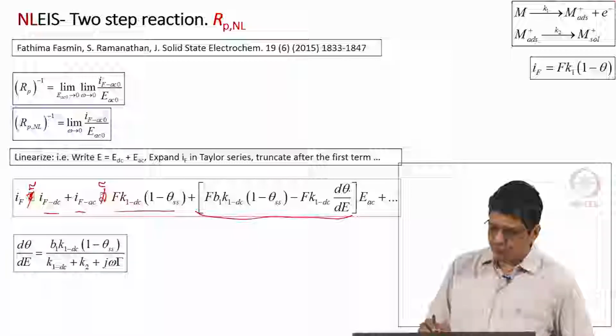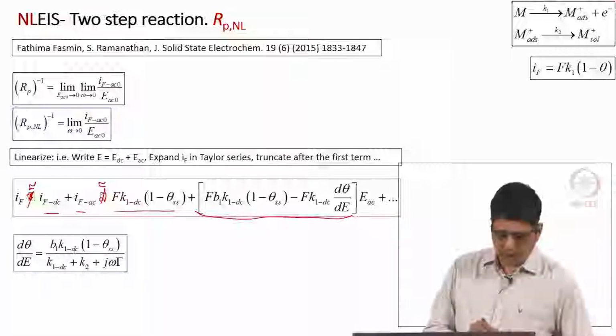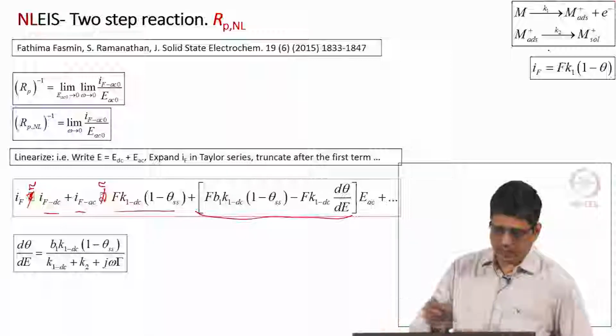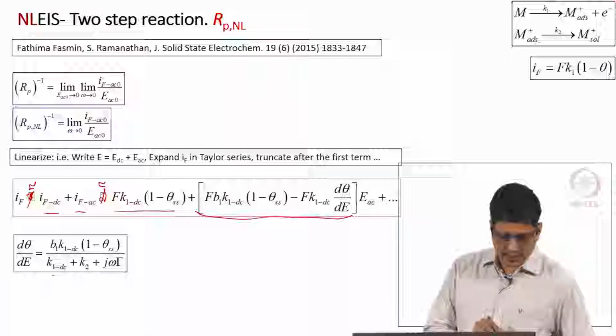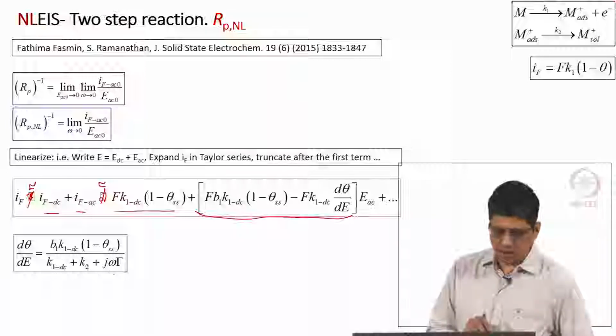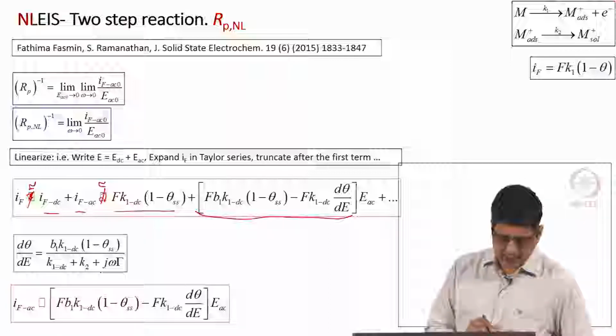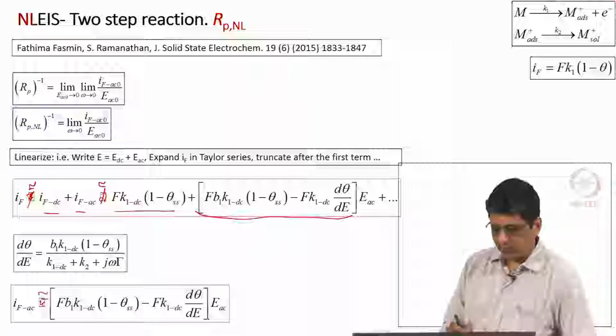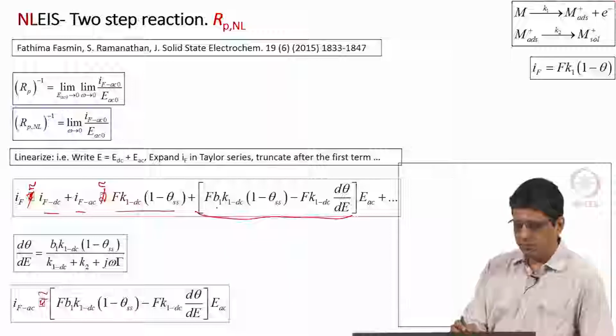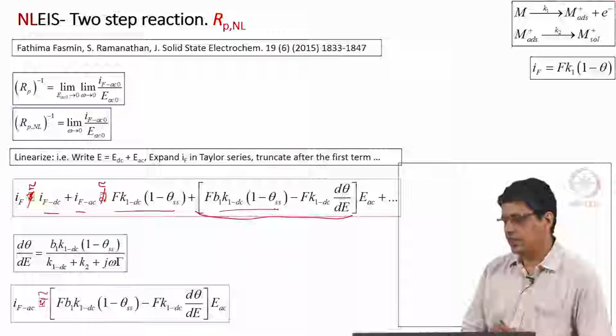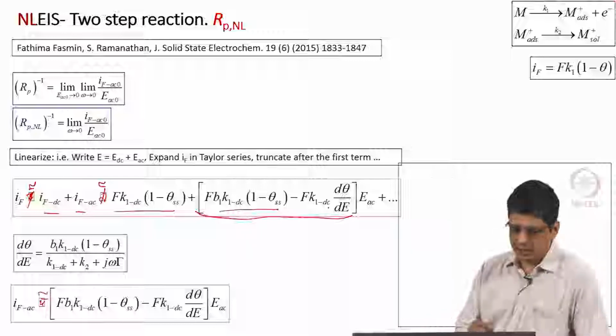and we know the expression for dθ/dE comes as B1 K1 DC (1 minus θ_SS) for this particular mechanism, and the denominator has K1 DC, K2 and jωγ. When omega tends to 0, dθ/dE we can write it easily, and I_F AC is the second term here. So, we take the second term, this actually is the charge transfer resistance or inverse of charge transfer resistance, this is the addition to estimate the value of polarization resistance.